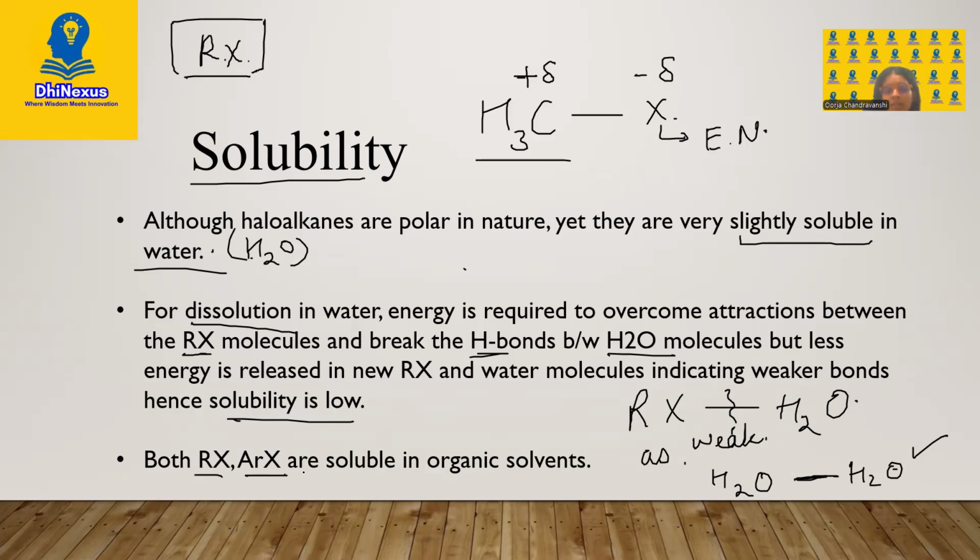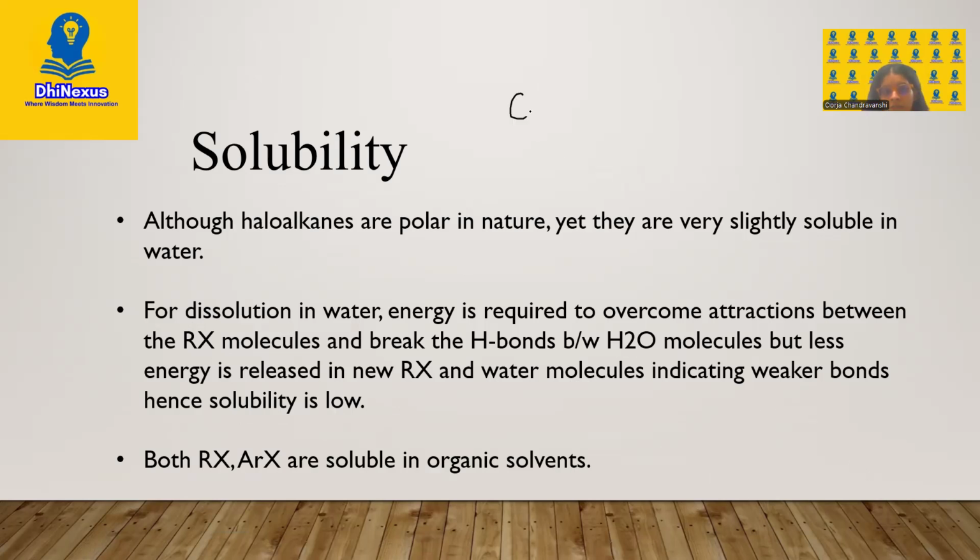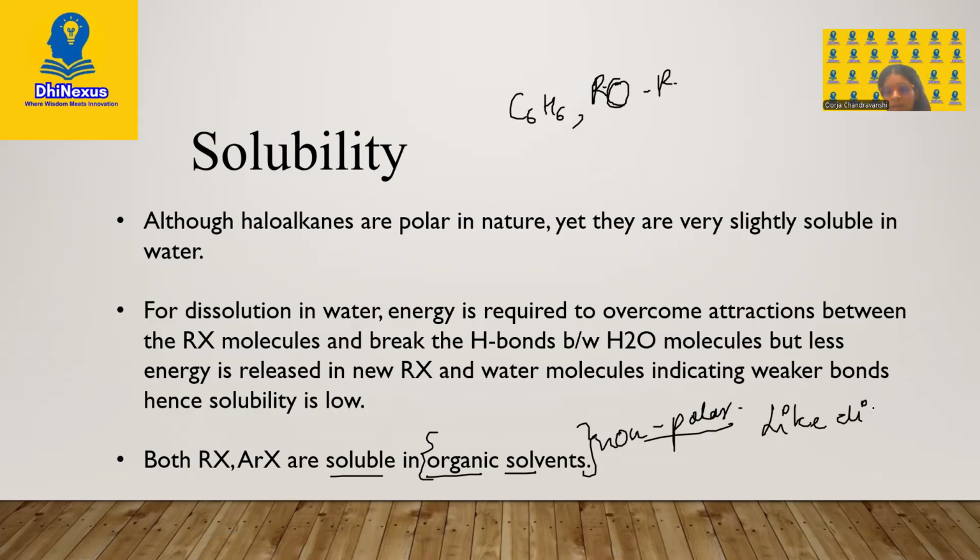Both alkyl halides and aryl halides, however, are soluble in organic solvents. So what are my organic solvents? You can have C6H6. You can have ether. Ether is ROR. They're both soluble in organic solvents because their polarity is quite low and organic solvents are also known to be non-polar. So you should always remember this concept of like dissolves like. Substances of the same polarity will dissolve together.